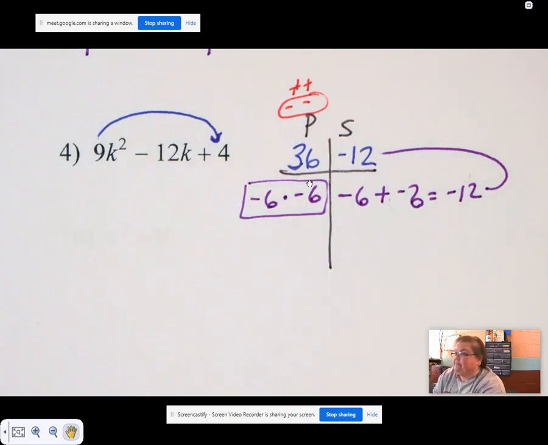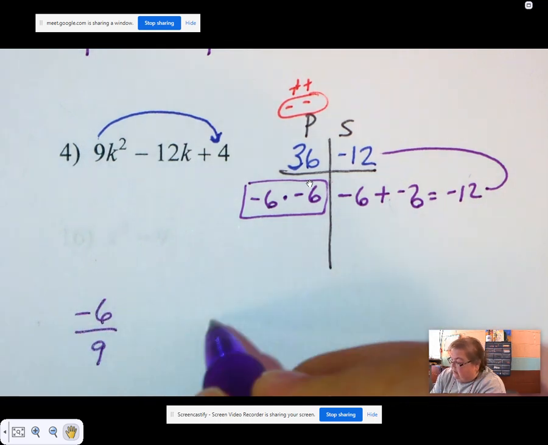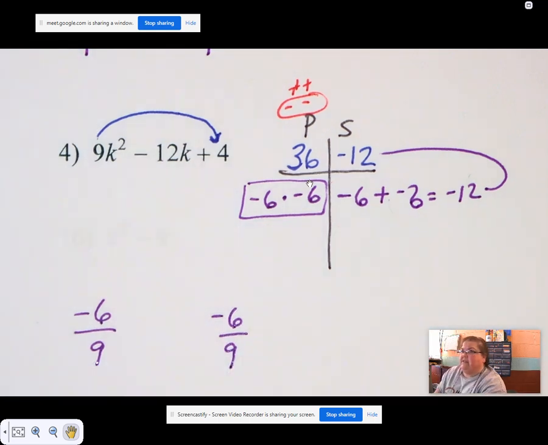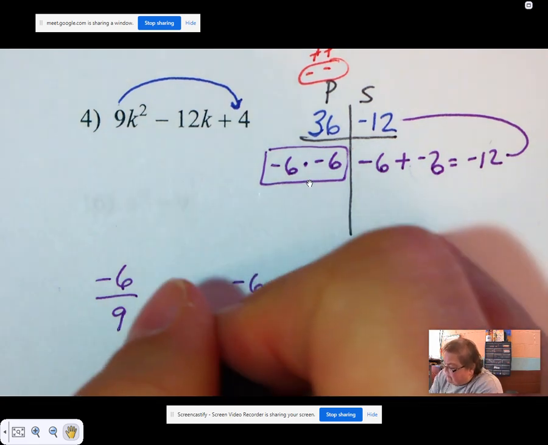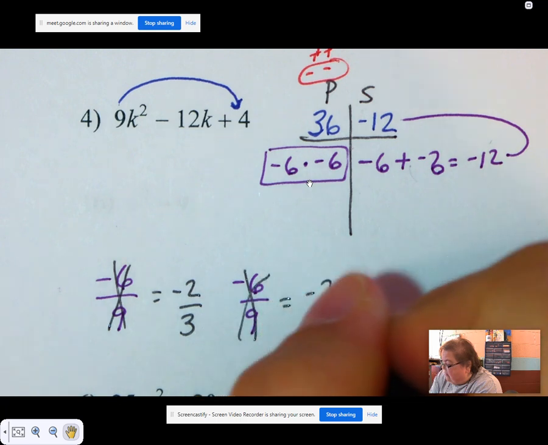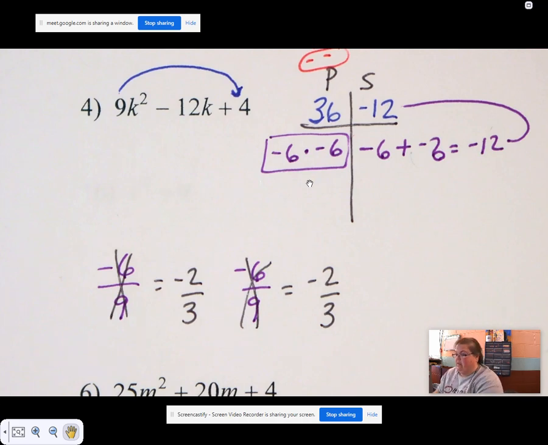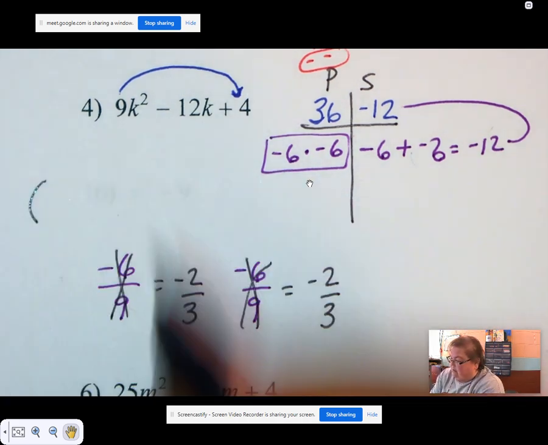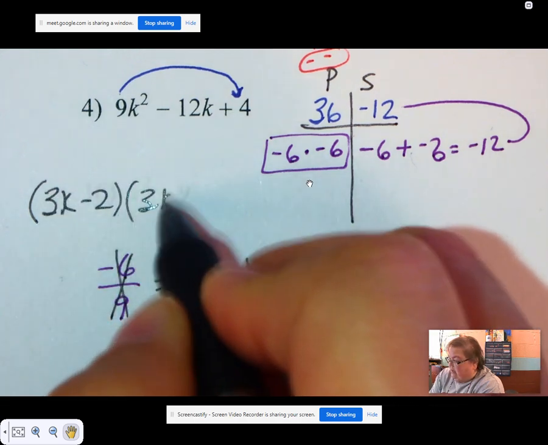And here they are. So, negative 6 over 9 and negative 6 over 9, well, they're the exact same fraction. Caden, what do I get when I simplify those? Negative 2 over 3. For both of them. So, 3k minus 2 times 3k minus 2.